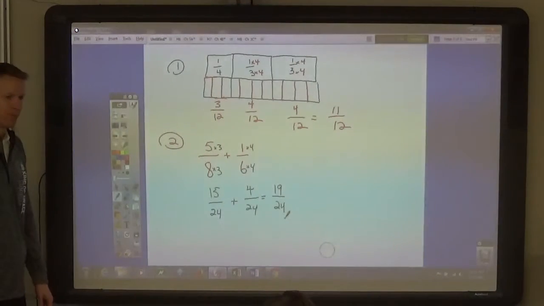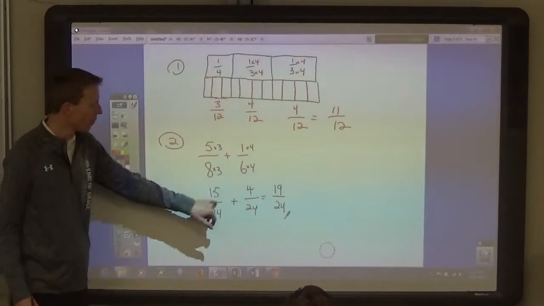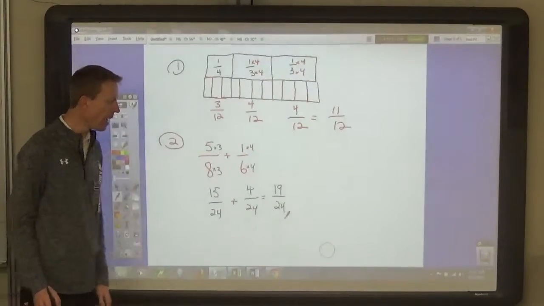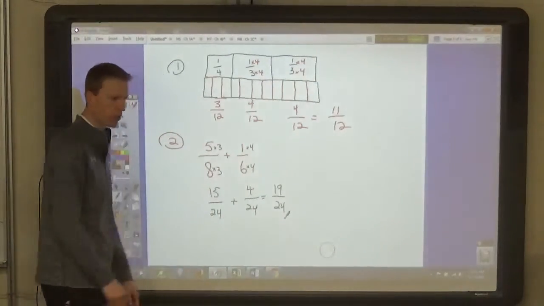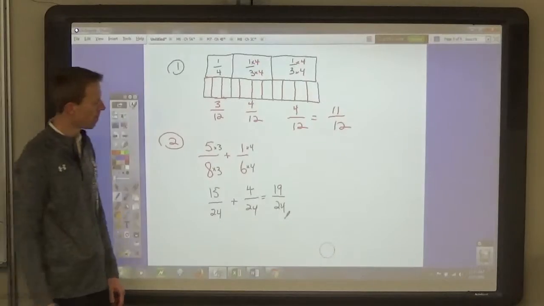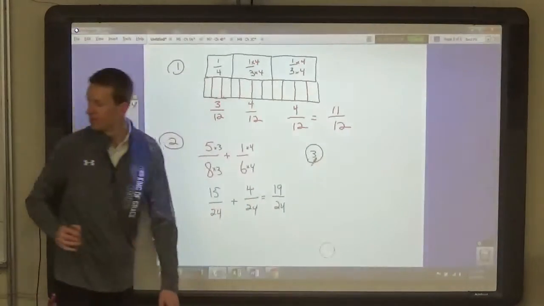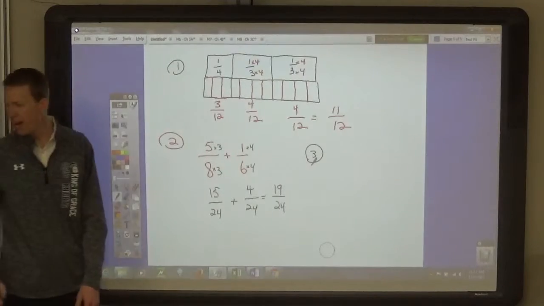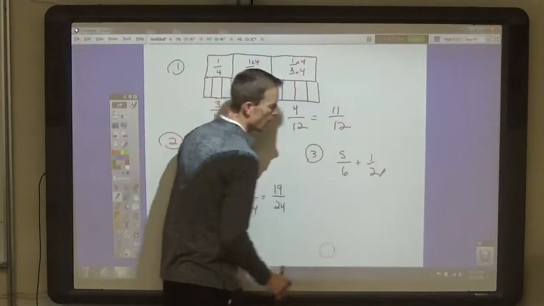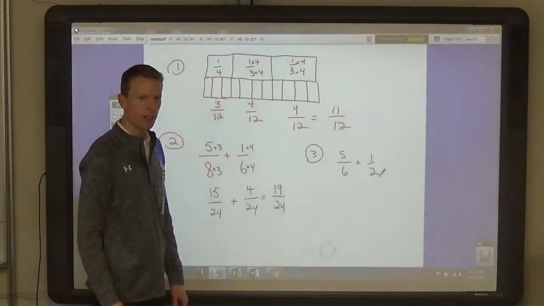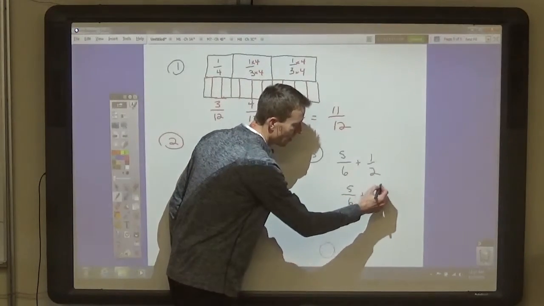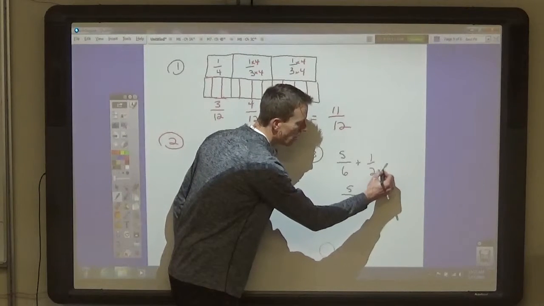So that's how you do that one. Write the equivalent fractions right below the fraction you're dealing with. That'll give you enough room, and it shows you which fractions go with which numbers. Okay? Number 3. 5/6 plus 1/2. What do both numbers go into? 6, right? So we just need to change this one to 6.